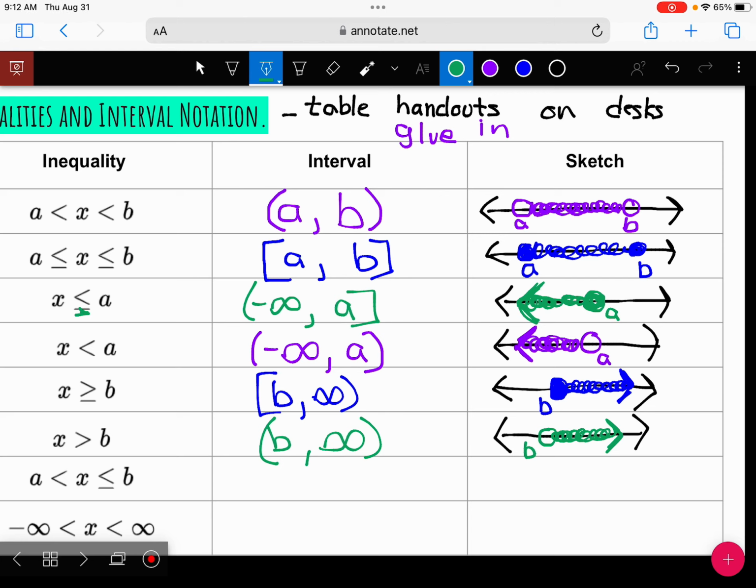Our second to last one has a very similar vibe to the top 2, except this time we're mixing and matching, and that's okay. I'll put all my letters underneath. So we've got that A is less than X, which is less than or equal to B. So it's between A and B, but one of them has a less than, one of them has a less than or equal to, and that's totally fine. One circle's open, one circle's closed.